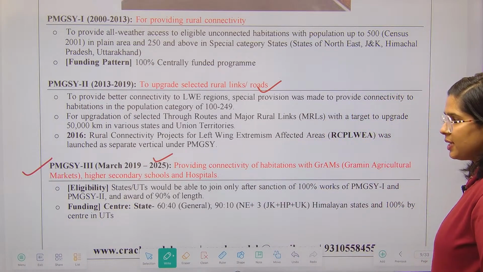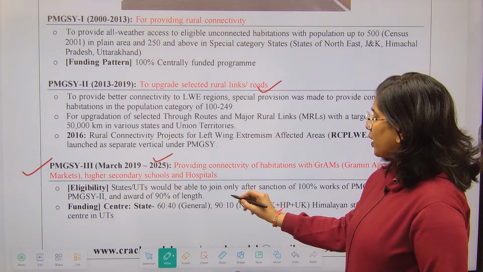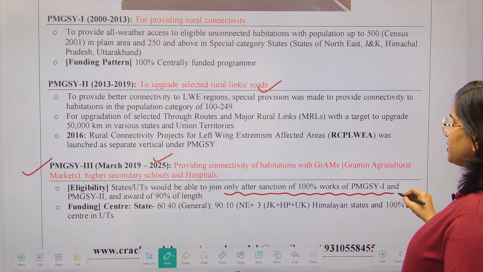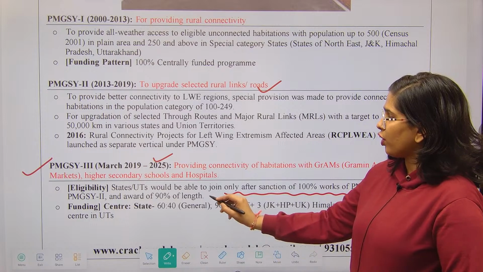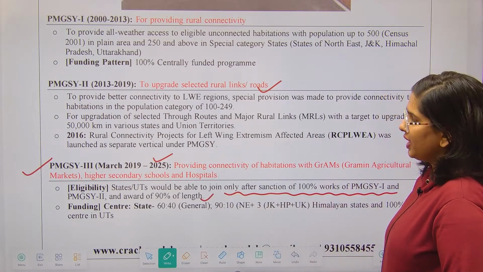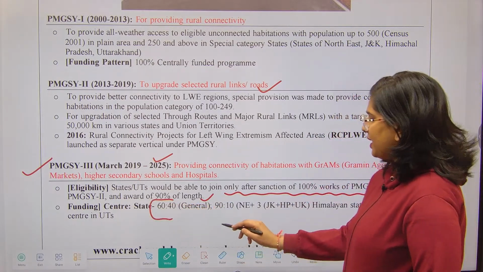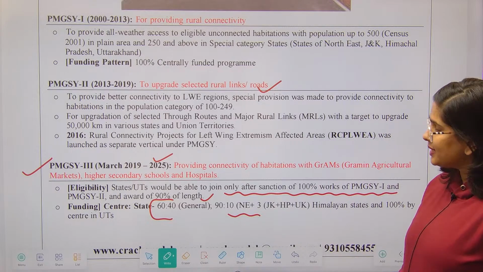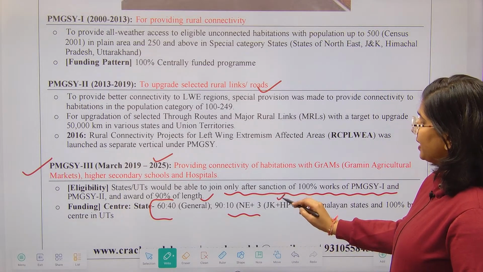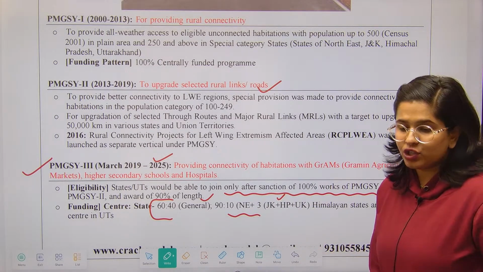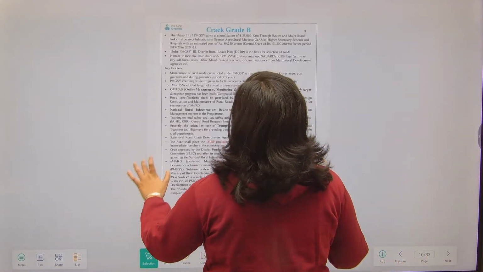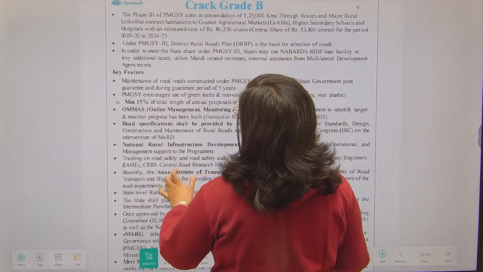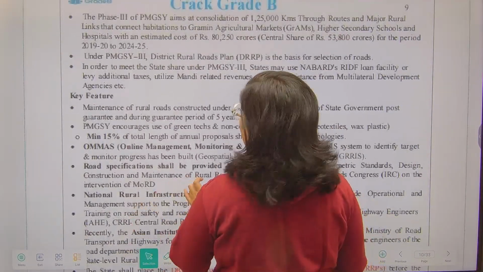Now, what is the eligibility? States and UTs would be able to join only after the sanction of 100% works of phase 1 and phase 2 and award of 90% of length. Funding is going to be 60:40 for general states and 90:10 for the northeastern states as well as the 3 Himalayan states of Jammu Kashmir, Himachal Pradesh and Uttarakhand, right? Now let's talk about the key features of this particular scheme.